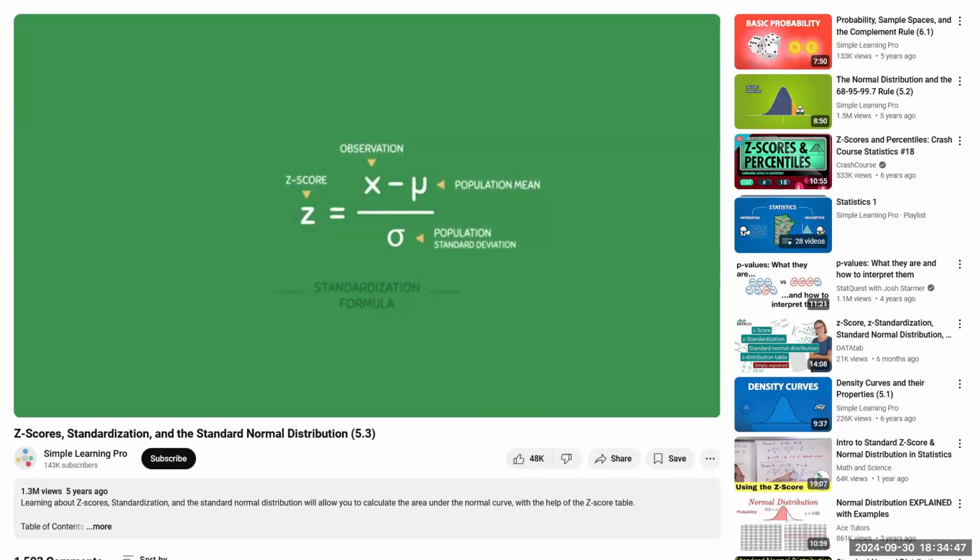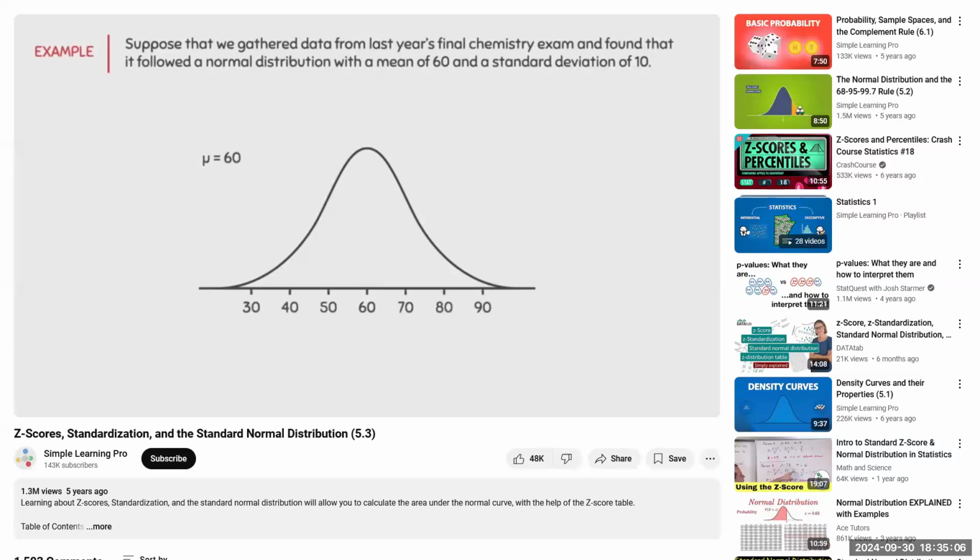standard deviation sigma. So suppose that we gathered data from last year's biochemistry exam and found that it followed a normal distribution with a mean of 60 and a standard deviation of 10. If we were to draw this normal distribution, we would have 60 located at the center of the distribution because it is the value of the mean. And each interval would increase by 10 since that is the value of the standard deviation.